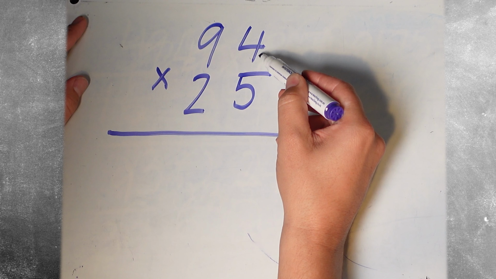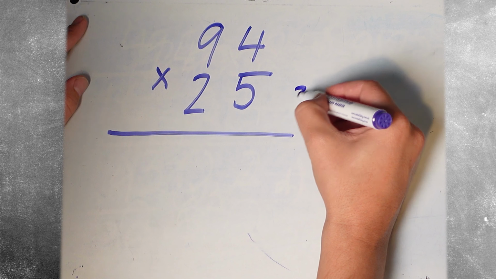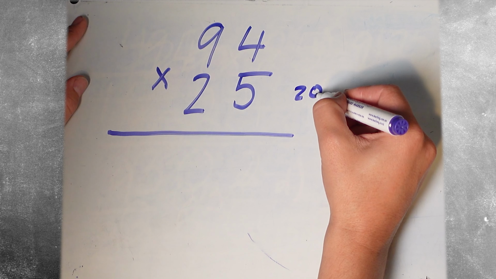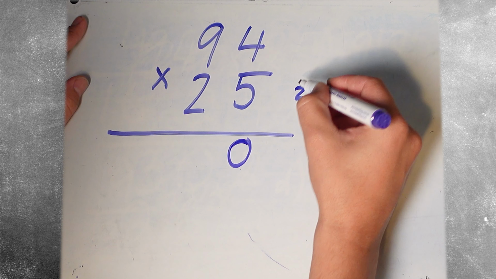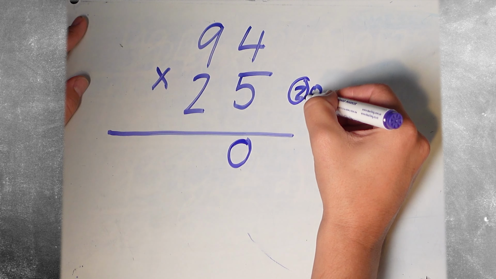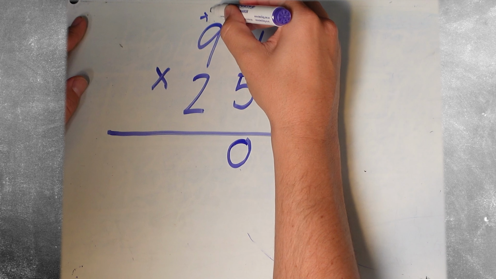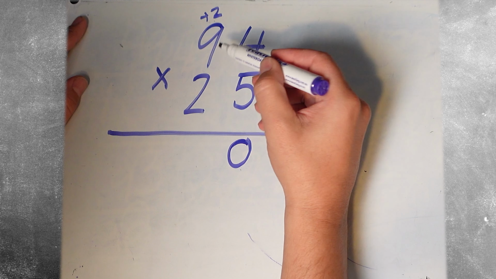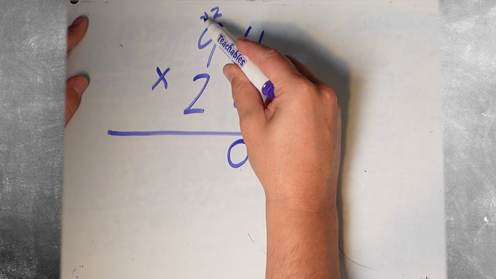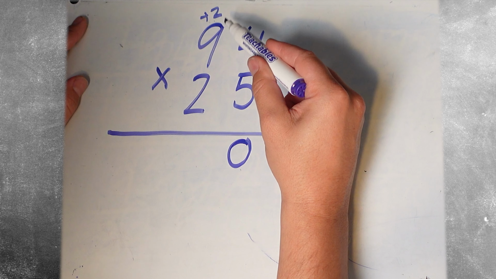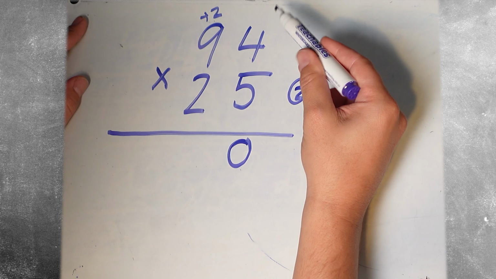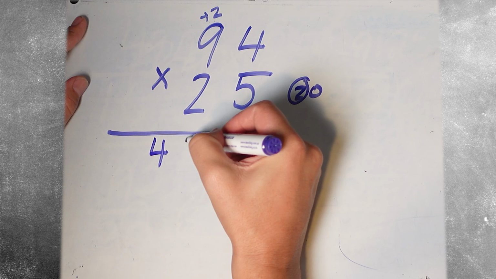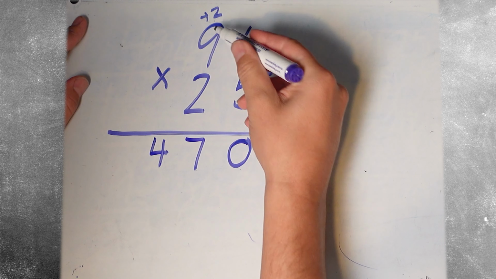5 times 4 is 20. And like before, we're going to only put the 0 in the ones, and this 2 tens we're going to add to the next answer. 5 times 9 is 45, plus the 2 tens, 46, 47. 47. Keeping everything lined up.